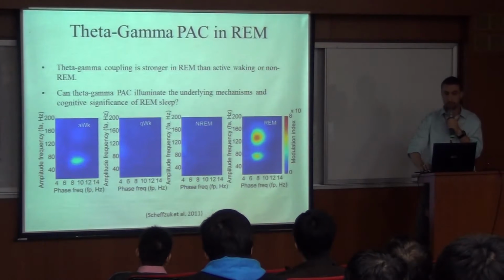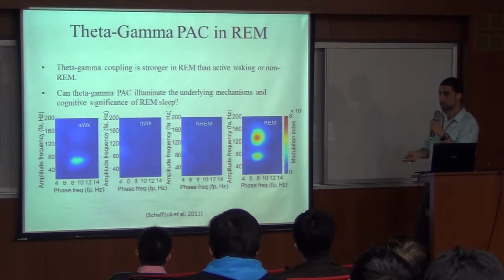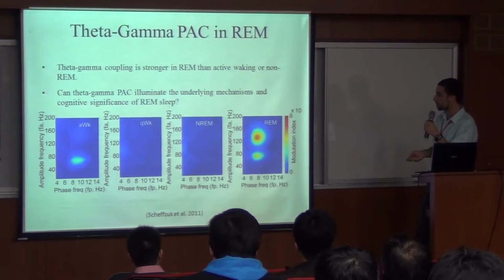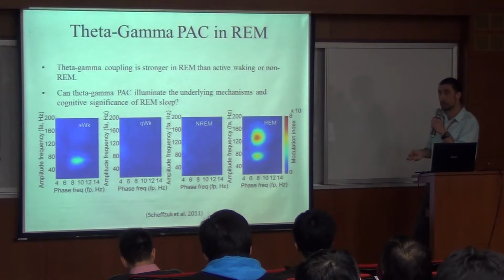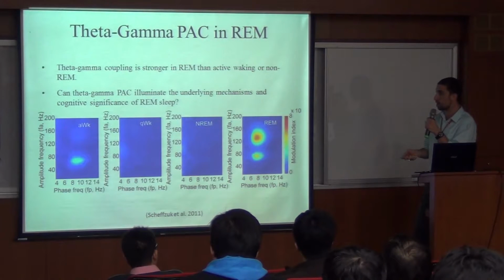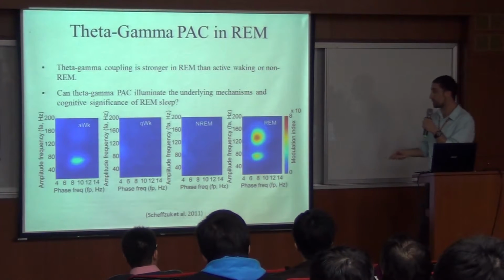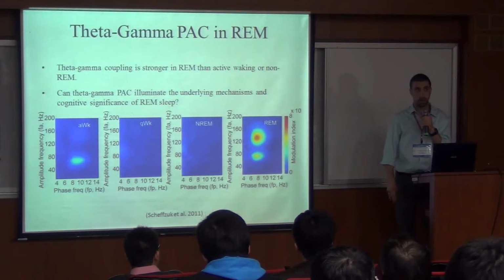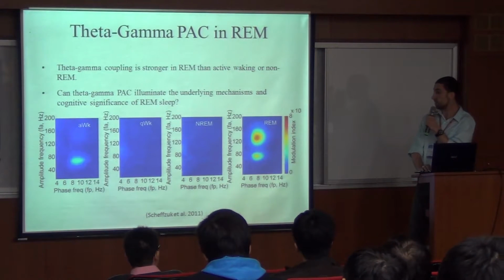Okay. Finally, here's a very interesting and very recent result that a lot of our work is based on, showing that during REM sleep, coupling between theta phase and the amplitude of both low gamma and high gamma is much higher than it is during active waking, quiet waking, or non-REM states. So there's this preferential sort of biomarker of REM sleep, which is theta-gamma coupling, and people don't yet understand fully the significance of that.